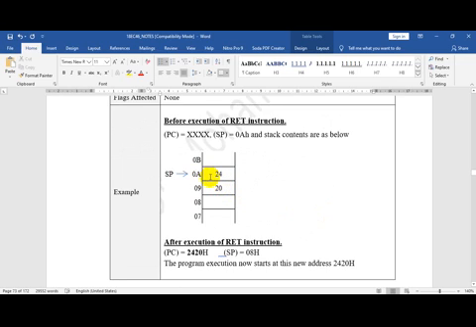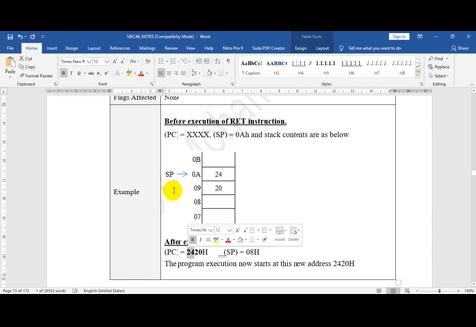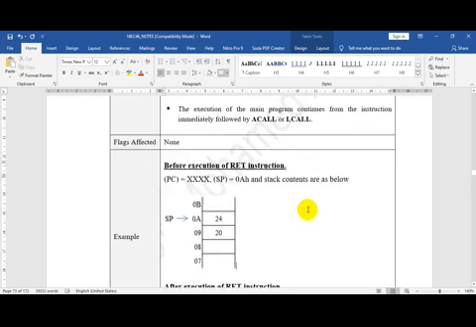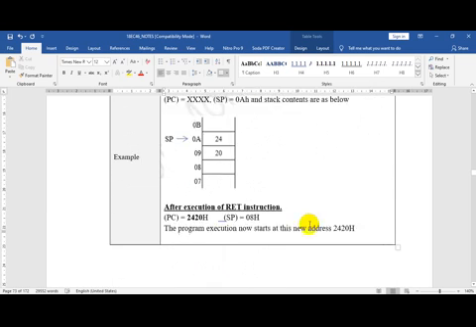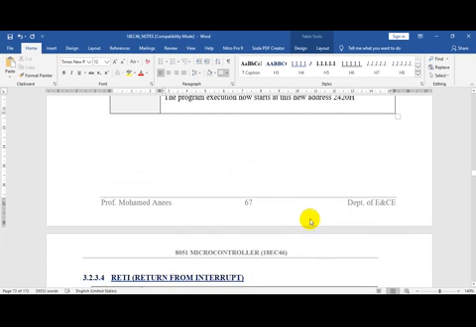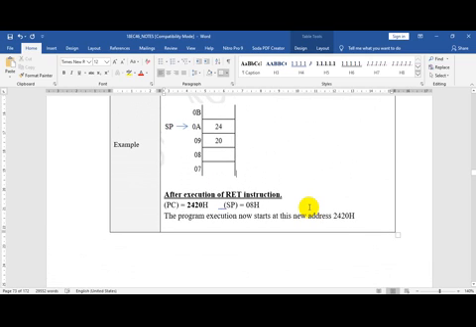In the first pop operation, 24H is copied to the higher byte of the PC. That's what is written here. Then the stack pointer is decremented. Then 20H is copied to the lower byte of the PC. Correct? Then again the stack pointer is decremented. Now the stack pointer will point to the address 08H. That's why I said knowledge of push and pop operations is very important in understanding the concept of the call and return instructions.